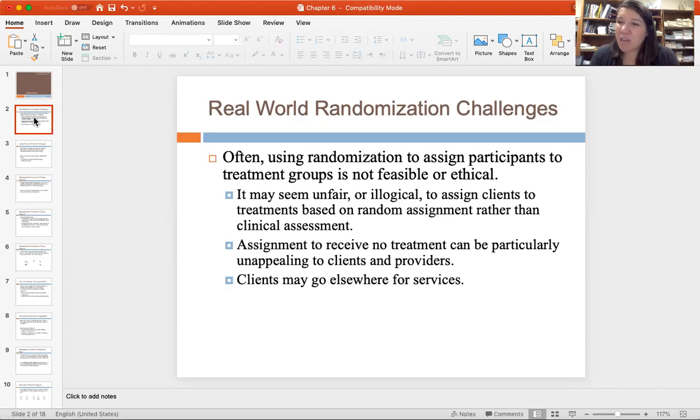That may not always necessarily be ethical, especially with social work, when we're talking quite a bit about ethics with working with our clients. So it may seem unfair, illogical to assign clients to treatment groups based on random assignment rather than their clinical assessment of what they need. Assignment to receive no treatment can be particularly unappealing to clients and providers, and clients may decide to go elsewhere for services.